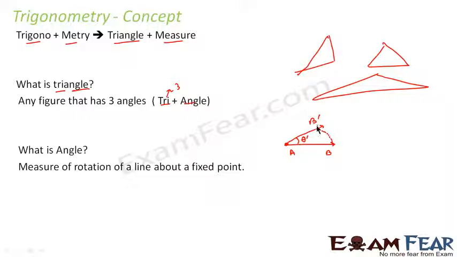So let's suppose we rotate this B further to get this point. So this is called, I'll call B double dash. So this point will be theta double dash. So what is angle? Angle is nothing but rotation of a line about a fixed point.